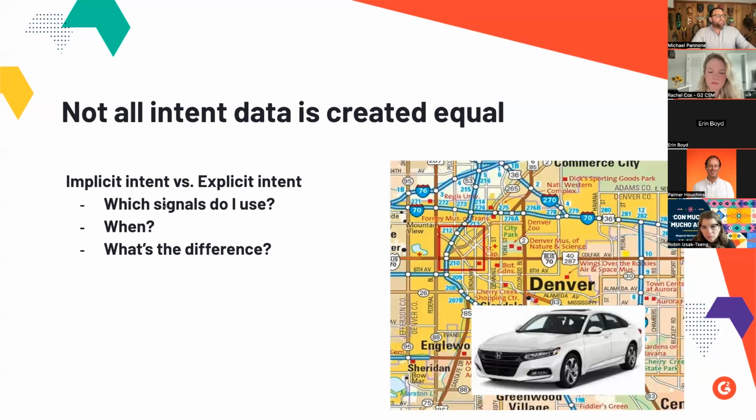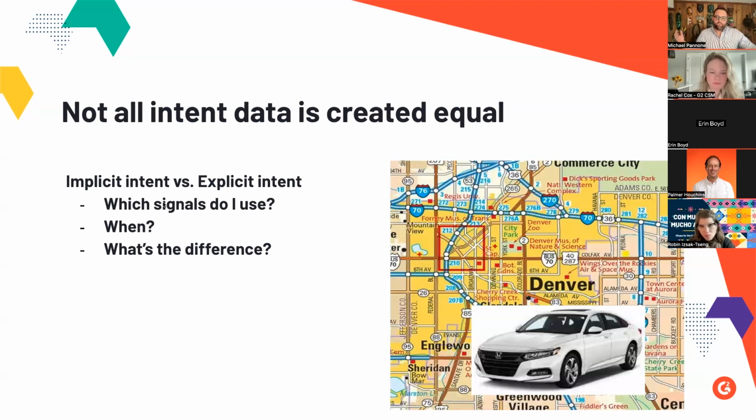Explicit intent data is, you don't really have to make the inferences about what they're doing next. They are very obviously taking a specific activity. So if you think about G2 as a marketplace, people don't come to G2 and read reviews on Sunday morning for fun. People use G2 when they're really ready to compare and buy software services. So you think about the nature of a marketplace.